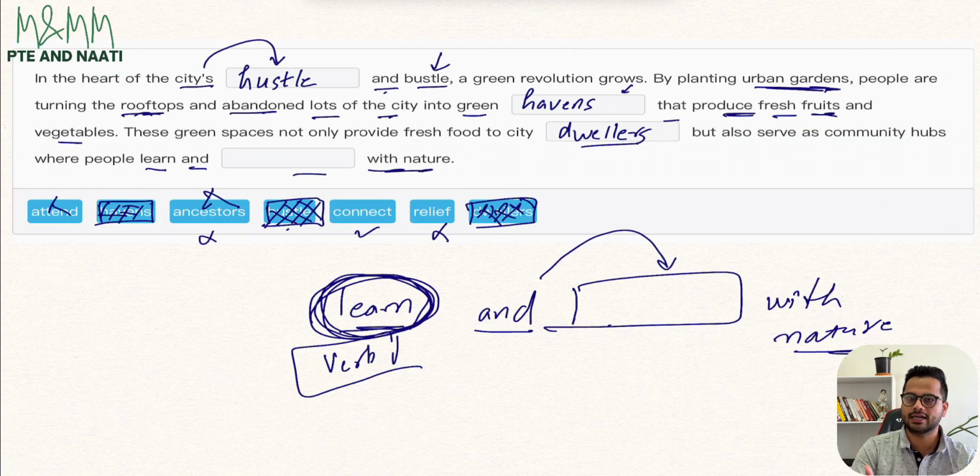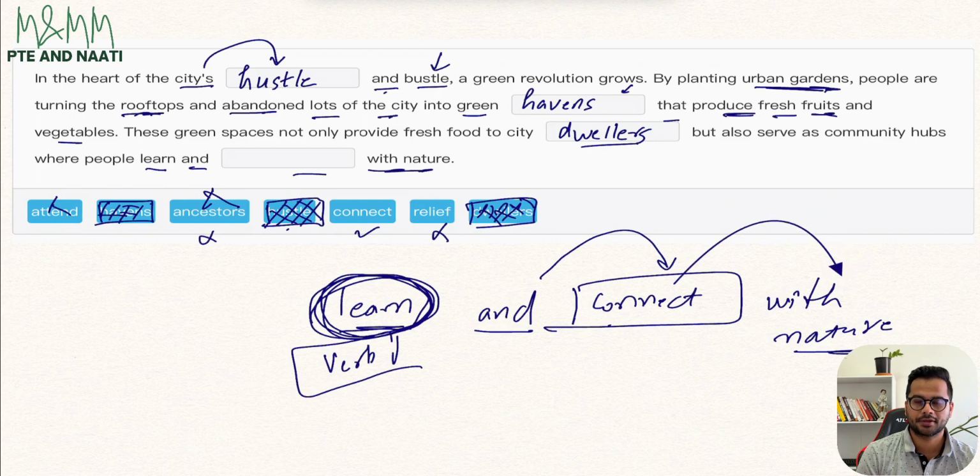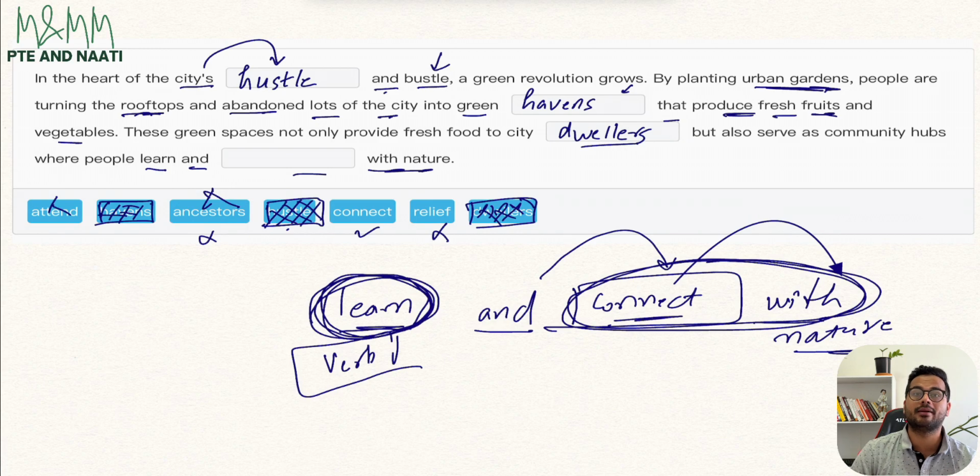Is it an action word? Connecting with someone? Yes, connect is a verb. And that would be my correct answer. Because if you read it out now, where people learn and connect with nature, it absolutely sounds perfect. And also, as part of the phrase, we always say connect with. These two words always come together. So it also grammatically makes sense as well.